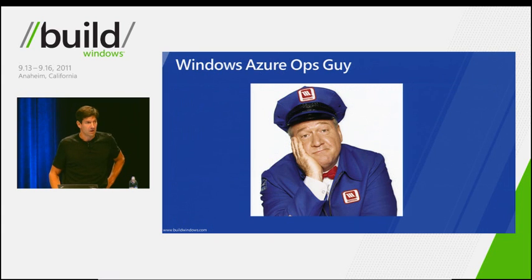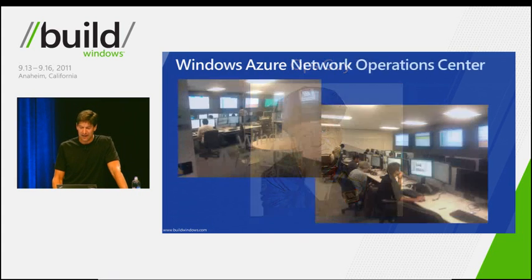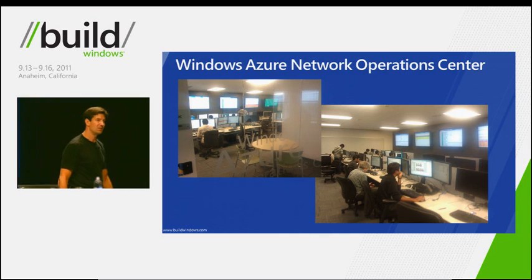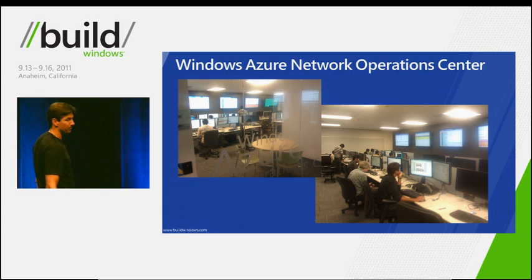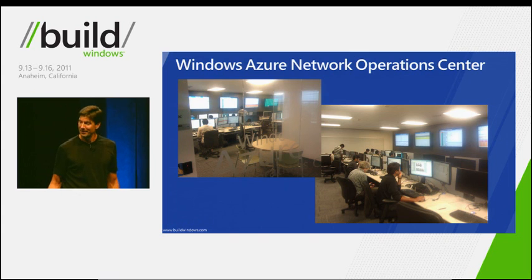Here's the Windows Azure Ops guy. That's what we're trying to make the Windows Azure Ops guy, actually. But here's actually the Windows Azure Ops room. This is the Operations Center for Azure worldwide. You can see that it's not one guy, and they still look bored, though. Actually, that might have been posed, I don't know. But there's like 5 or 6 guys in there. And that's monitoring Azure worldwide. There's a backup Operations Center as well. But that's all it takes.